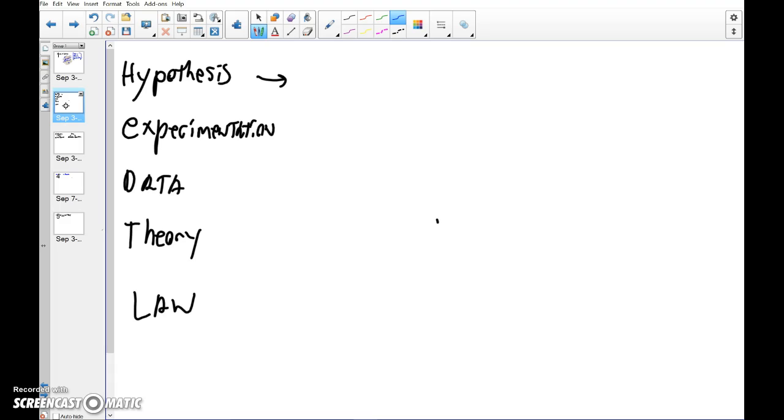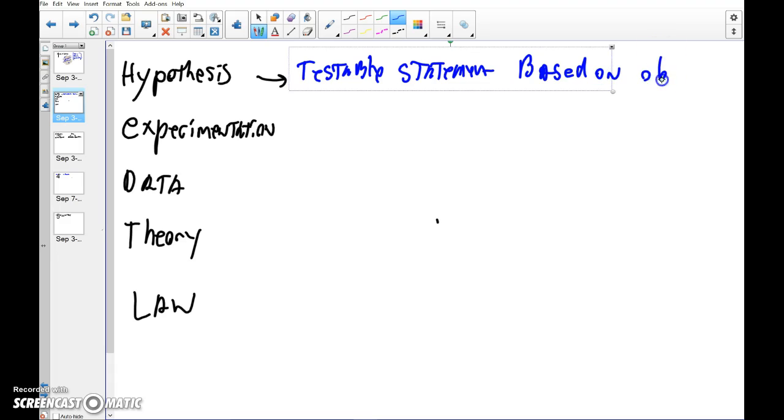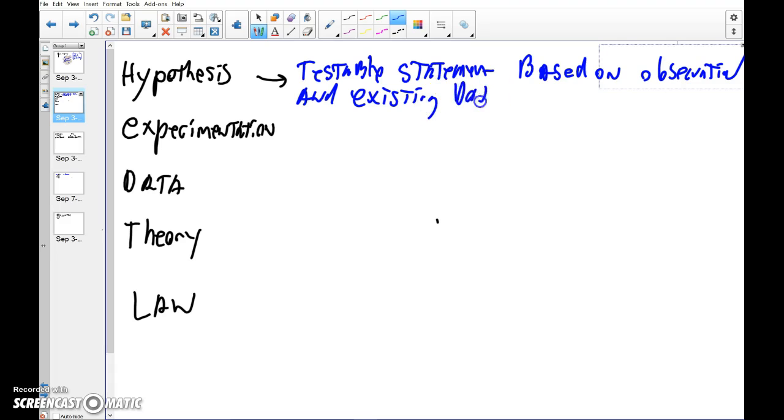All right. So a hypothesis is a testable statement based on observation and existing data. And the key thing here is testable. A hypothesis is testable. If you can't test it, it's not useful.